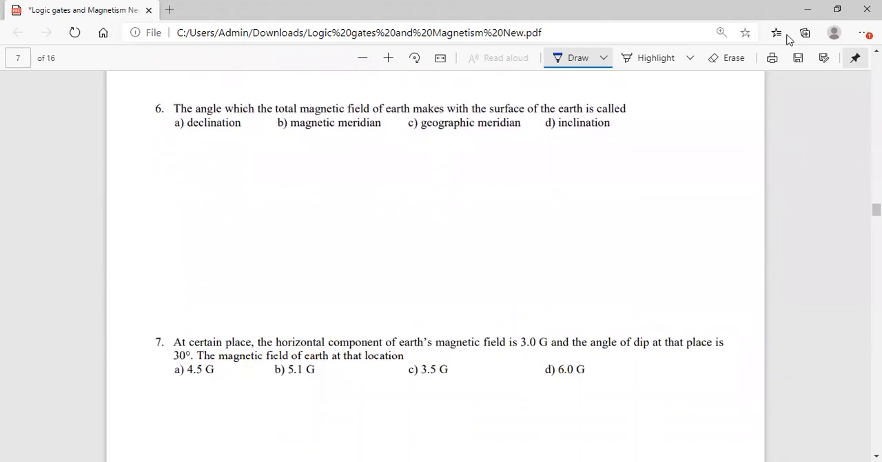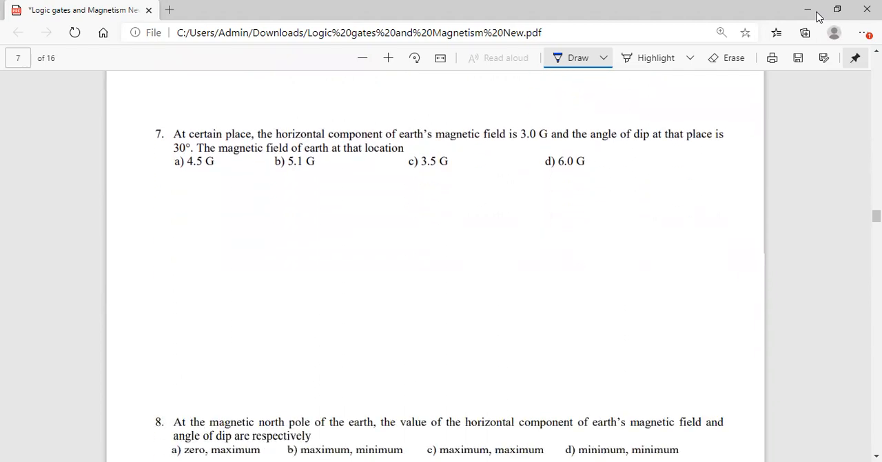Next one, sixth one. The angle which the total magnetic field of the Earth makes with the surface of the Earth is called inclination. Surface of the Earth means horizontal. The angle made by the Earth's total magnetic field with the Earth's surface, meaning horizontal, is called inclination. Option D is the correct answer.